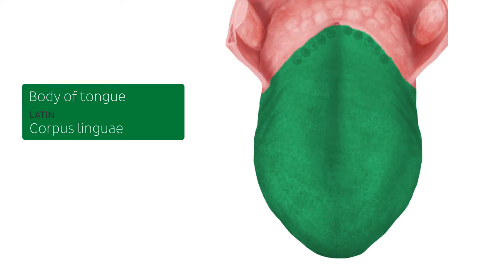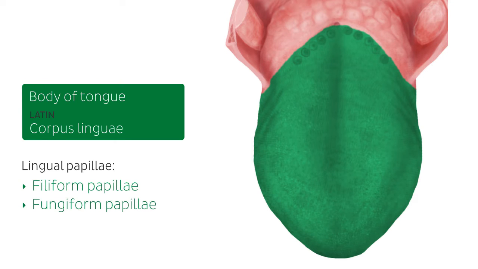The mucosa of the body of the tongue is covered in a lot of structures known as the lingual papillae, plural for papilla. Now, the list includes filiform papillae, the fungiform papillae, the vallate papillae, and also foliate papillae. Now, these structures, these papillae, contain taste buds with the exception of the filiform papillae.